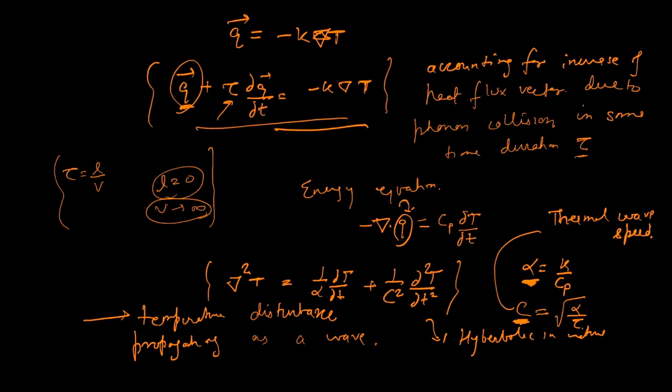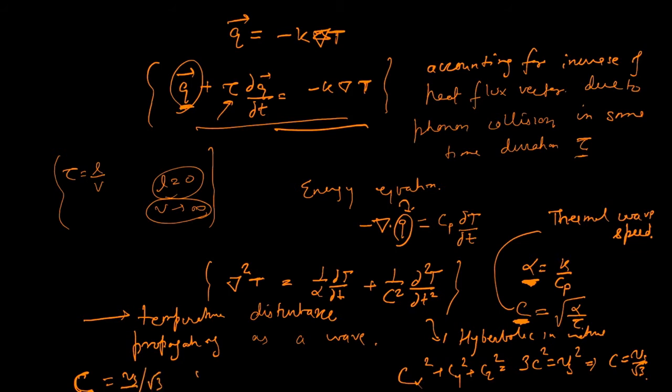So what it's telling us is, if we take an isotropic medium, then cx square plus cy square plus cz square, all of them would be equal. So that would become 3c square, which would be equal to the speed of sound square. So basically the thermal wave speed is 1 over square root 3 of the speed of sound. So the thermal wave would travel at roughly 57.7%. So the thermal wave speed is about 57.7% of the speed of sound.